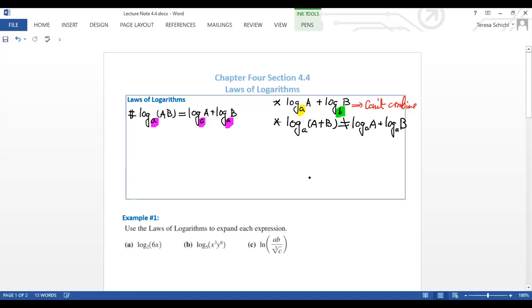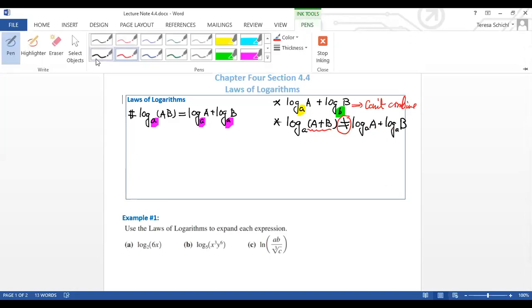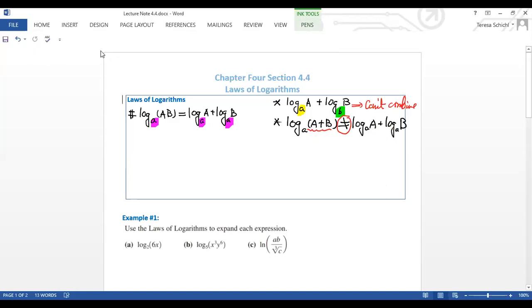Be very careful here. They are different. If you add inside the log, you cannot break it up. The only thing you can combine is when you add two log functions, and then you can do a multiplication. So this is law number one.